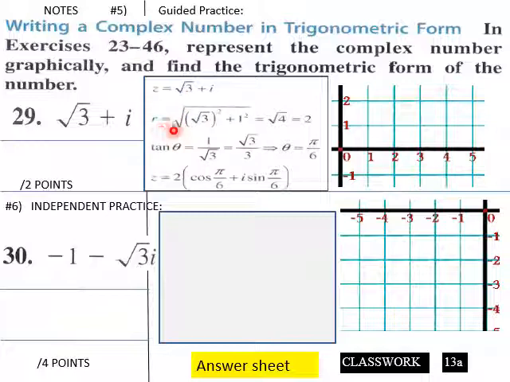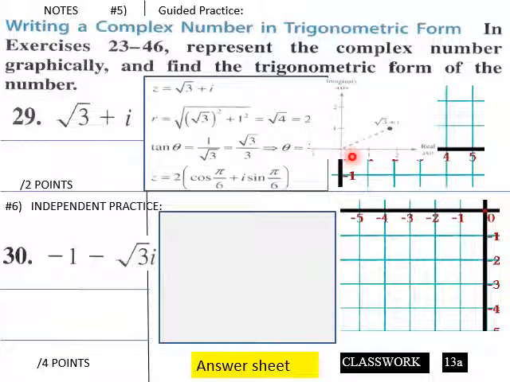And then for r, we need to put everything underneath the radical here. It'd be the radical of 3 squared plus 1 squared, which would equal radical 4, which equals 2. Tan theta would equal 1 over square root of 3 equals square root of 3 over 3, and that would equal pi over 6. So z would equal 2 times cosine pi over 6 plus I sine pi over 6, and the graph of that would be right like that. Pi over 6, this would be your theta here.